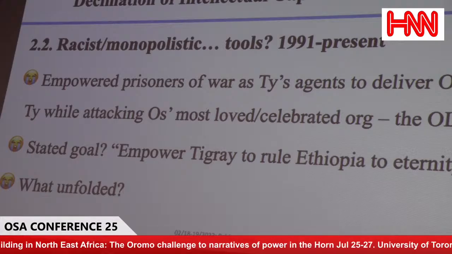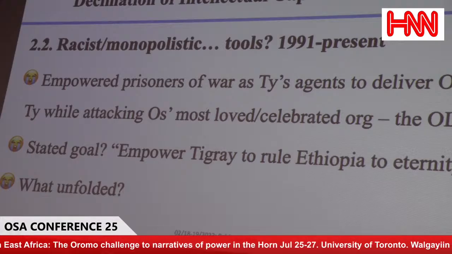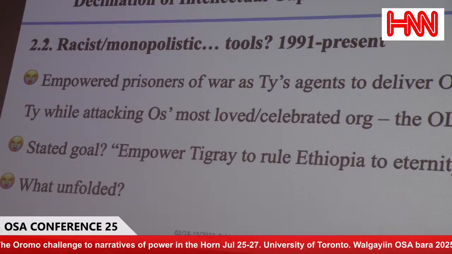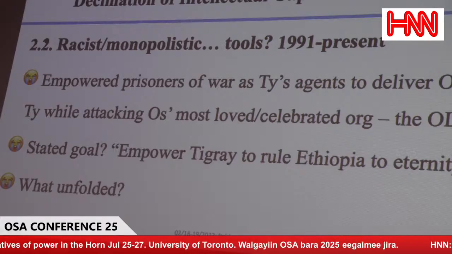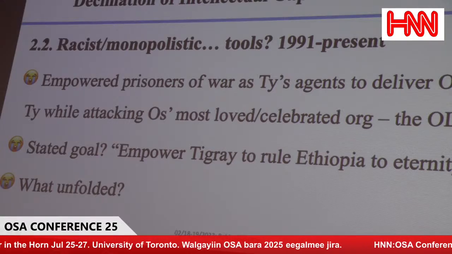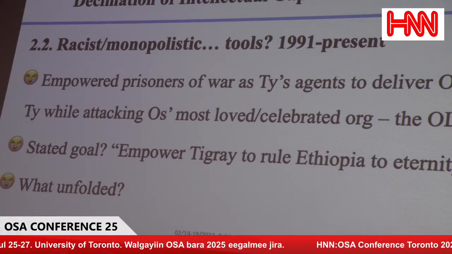And then, as I said, they empowered prisoners of war, with the stated goal of power to Tigray forever, literally, and then what unfolded after that?